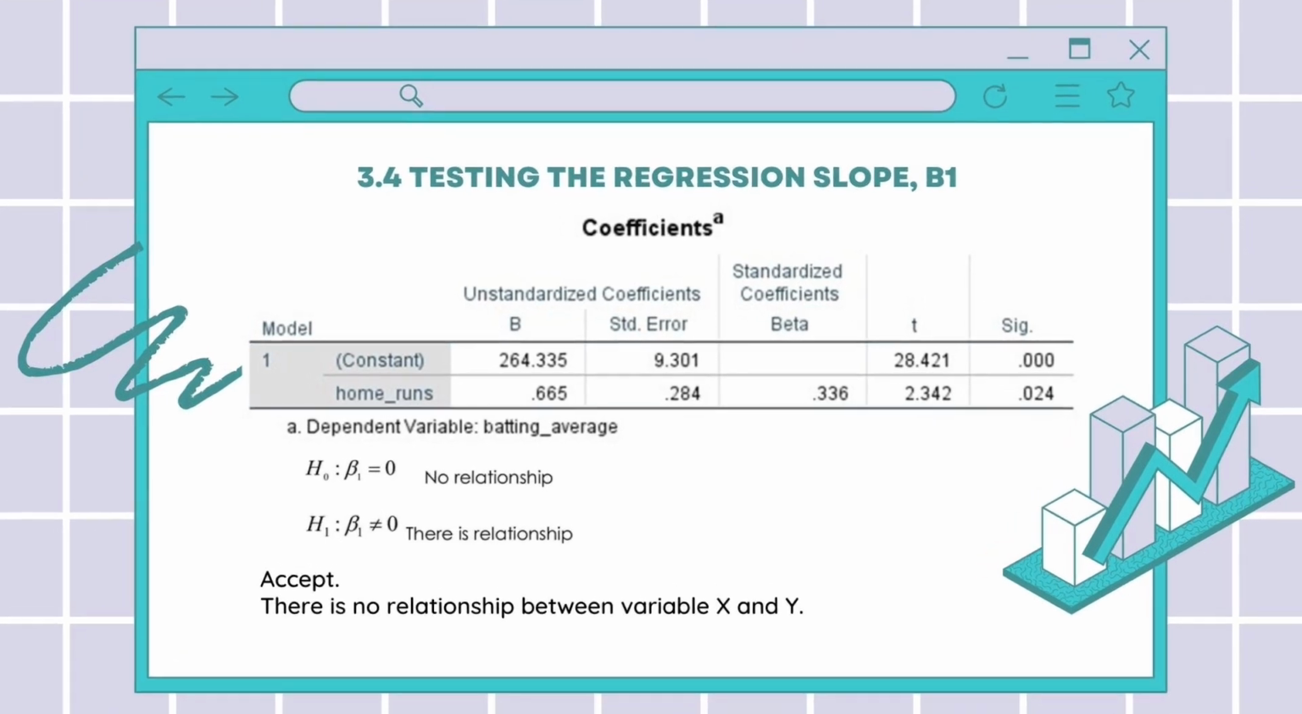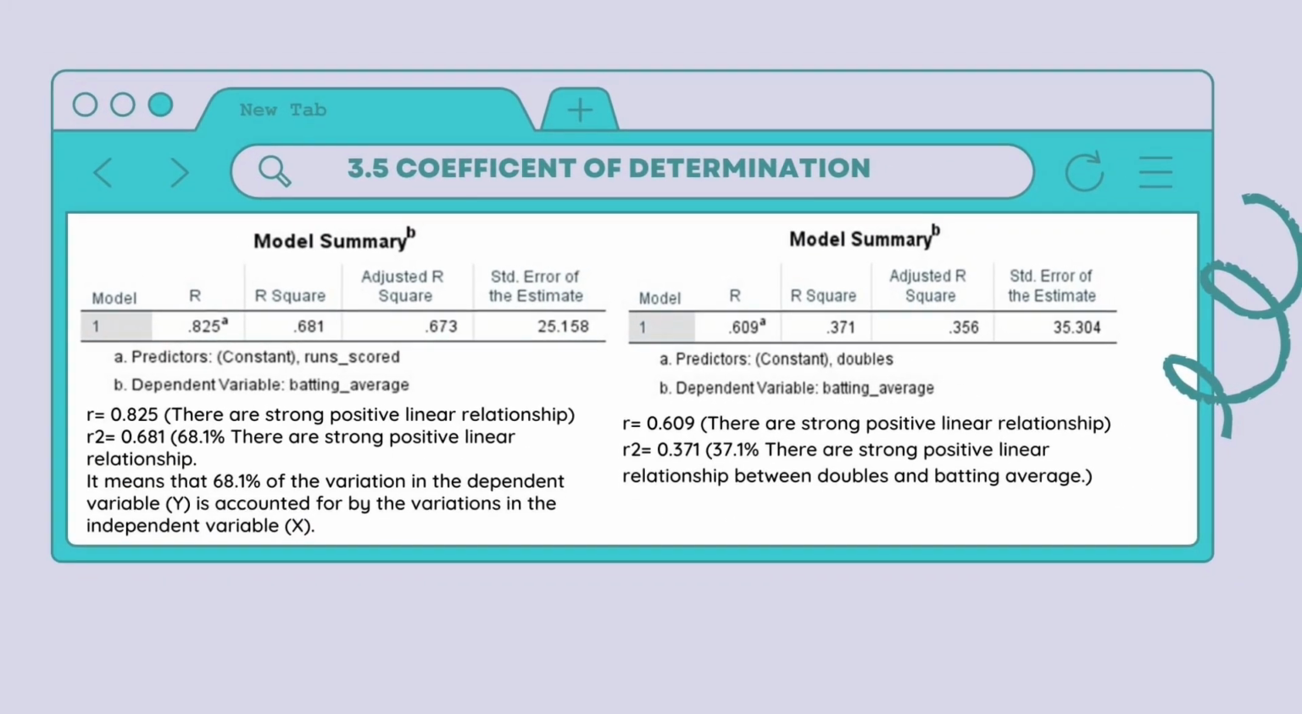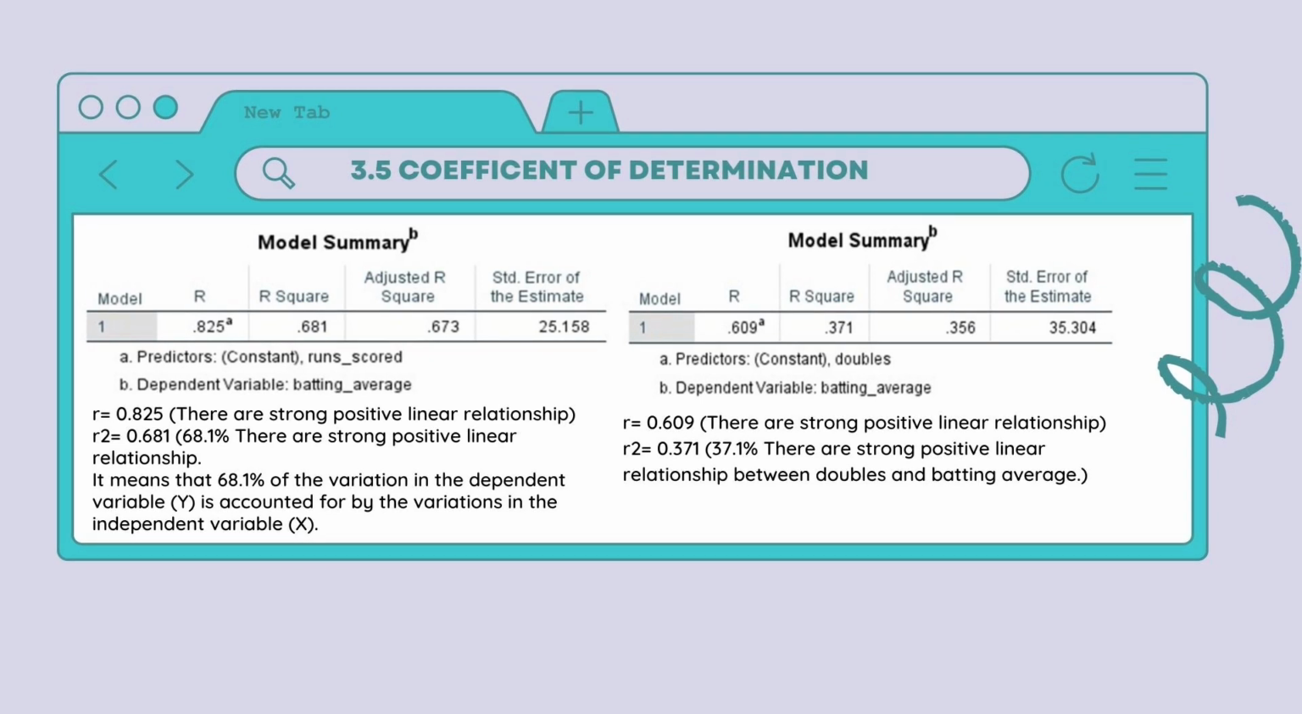The next part is 3.5, which is the coefficient of determination. To prove this, we have chosen two predictors, namely runs scored and doubles. The R obtained for runs scored shows there is a strong positive linear relationship, and the R square obtained is 0.681, which means 68.1% strong positive linear relationship. It means that 68.1% of the variation in the dependent variable is accounted for by the variations in the independent variable.